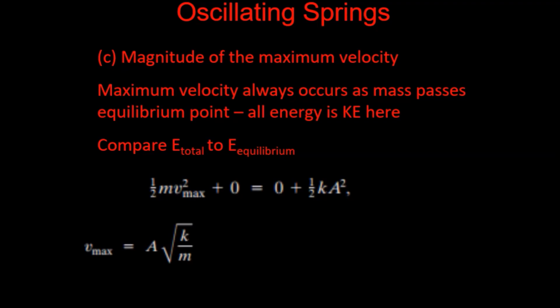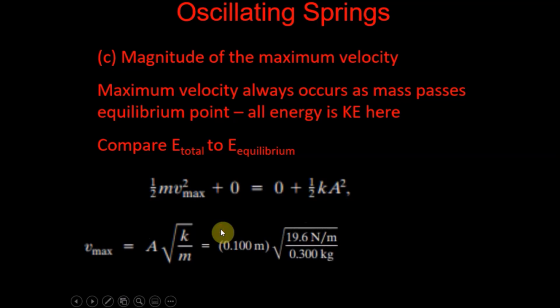Rearranging for v, if we want the velocity, we can say this will be the amplitude times root k over m. This will equal 0.1 meters times the square root of 19.6 over 0.3 kilograms if you go back to our values, which will give us 0.808 meters per second.